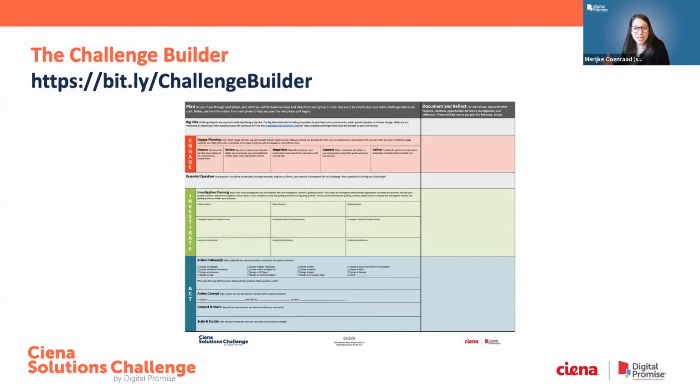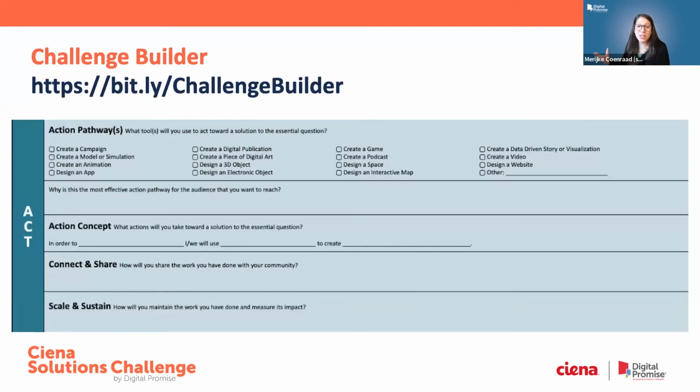One great resource is the Challenge Builder, and you saw earlier the example Challenge Builder that the City Pride team had completed about their challenge. The Challenge Builder is available for you to use as well, to think through the different phases of the challenge and how they build together and what you've learned. Specifically, there is a section at the bottom for the action pathways and for the ACT phase.